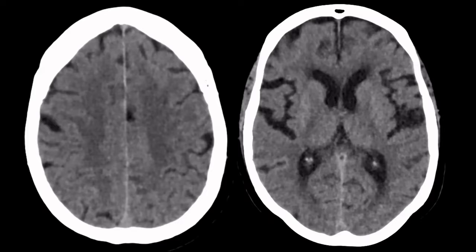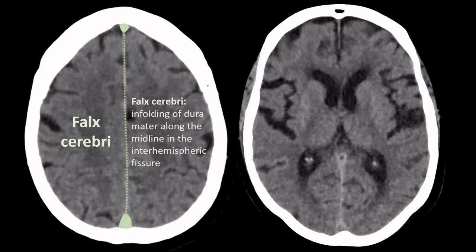So most of the meninges cannot be seen on CT of the brain, except for the falx and the tentorium. Now, what is the falx? We see this very thin, slightly hyperdense structure running in the longitudinal fissure of the brain. This is the falx cerebri, and the falx cerebri is, as already said, an infolding of the dura mater along the midline in the interhemispheric or longitudinal fissure.